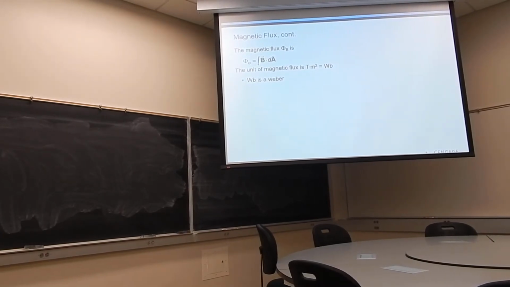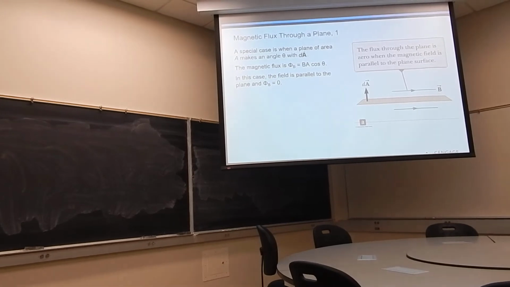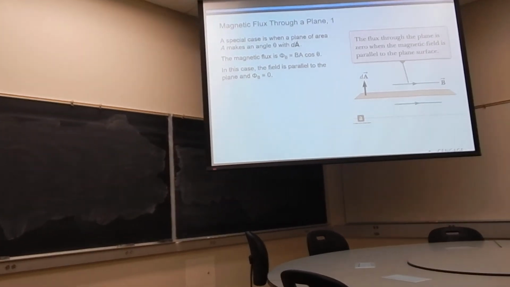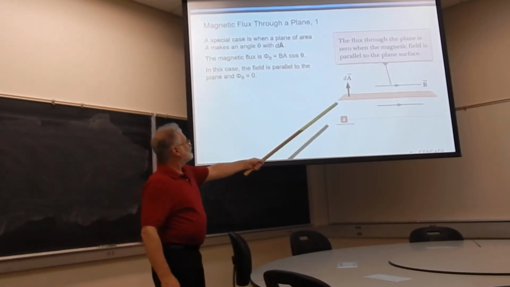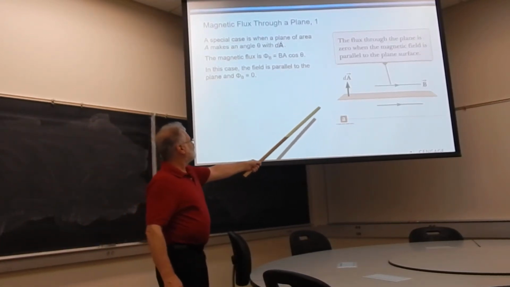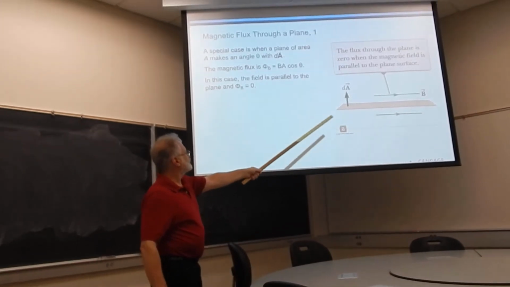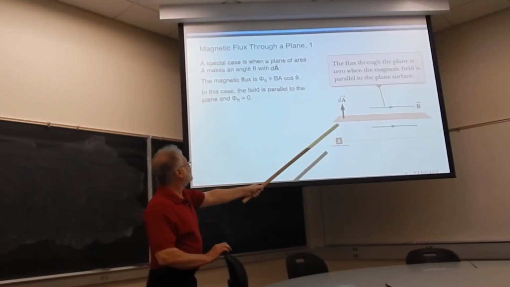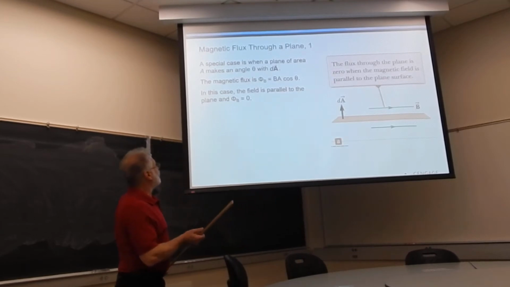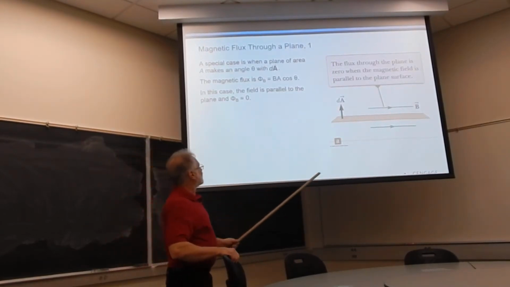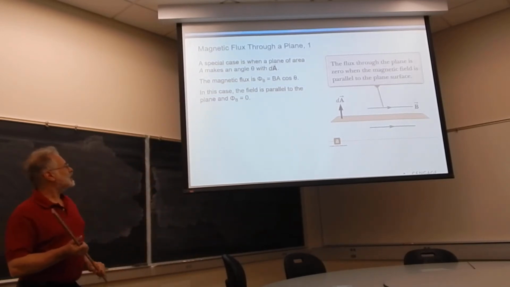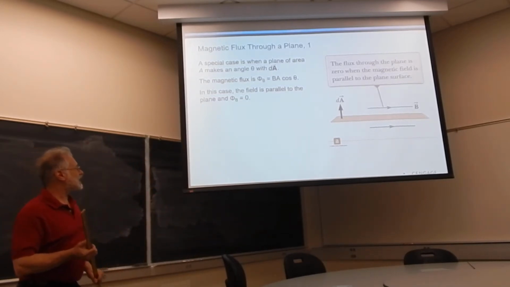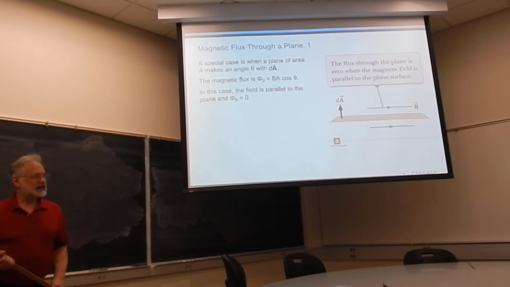We have some nice examples of this. First of all, let's do a very simple one. The magnetic flux through a plane. If I have a magnetic field that's parallel to the plane, the area vector, of course, is always normal to the surface, so it's normal to the plane. In this case, B and dA are perpendicular to one another. That being the case, the flux is going to be zero because B dot dA is B times A times the cosine of 90 degrees, which is zero. So that's a very simple example of flux.